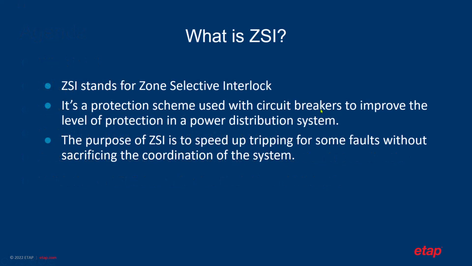What is ZSI? ZSI stands for Zone Selective Interlock. It's a protection scheme used with circuit breakers to improve the level of protection in a power distribution system. The purpose of ZSI is to speed up tripping for some faults without sacrificing the coordination of the system.